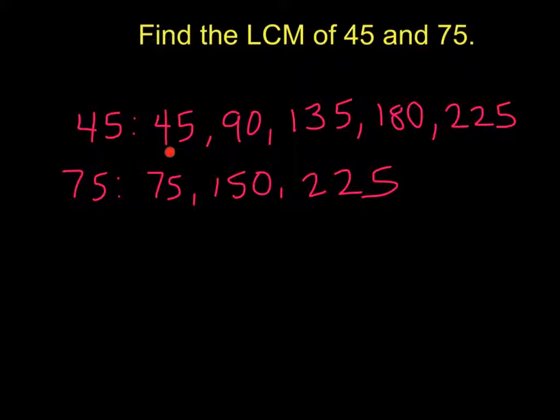So I list the multiples, and I went 45 and then 90 and then 135. And then I stopped there. And I went down to here, and I did 75, and then 150, because I'm counting by 75, so over here I could do 75 plus 75, or 75 times 2. And then I went to another one, and I got to 225, and then I went back up to here, and I kept counting, and I eventually got to 225 here as well. So my least common multiple for these two is 225.